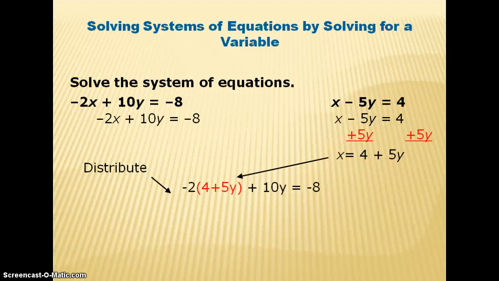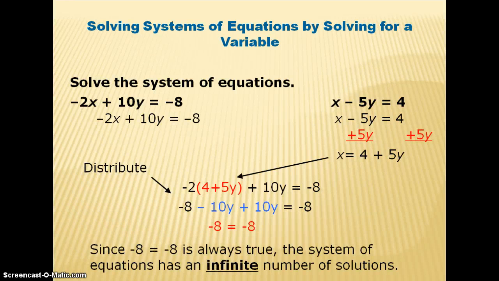We start by distributing the negative 2 to get negative 8 minus 10y plus 10y equals negative 8. Next we combine the negative 10y and the positive 10y, which is 0. So we get negative 8 equals negative 8. Well, what kind of answer is that? That's a true statement, so the system of equations has an infinite number of solutions. This means if we were to graph these two equations, they would be the exact same line, and they would have an infinite number of solutions.